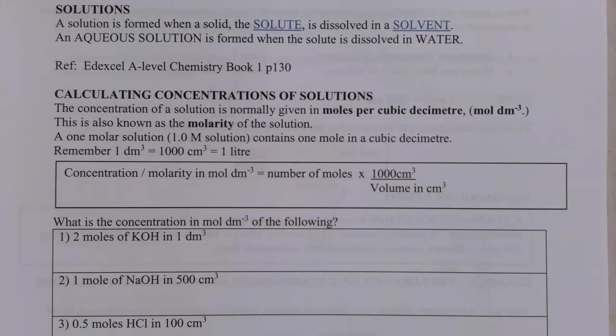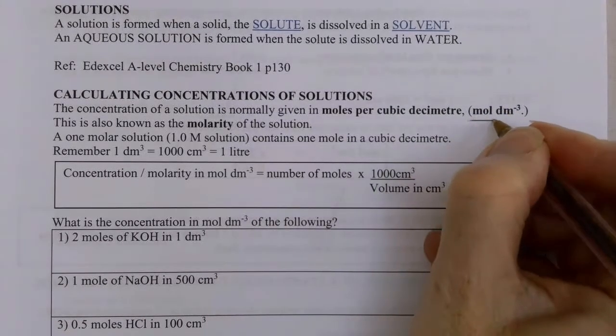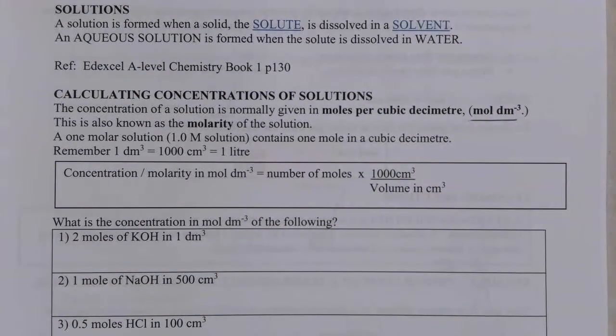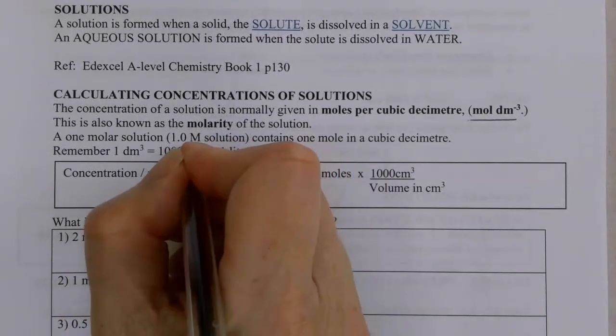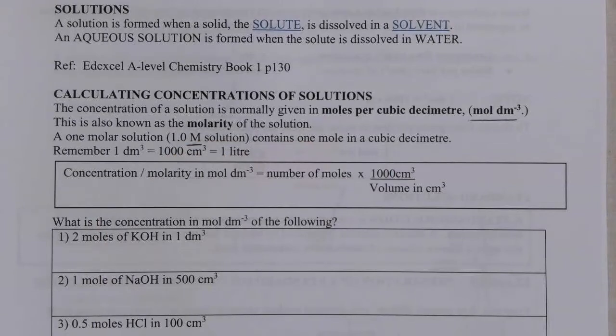Now, the concentration is normally given in moles per decimeter cubed. That's these units, so moles divided by decimeters cubed. This will sometimes be known as the molarity of the solution, so you need to look out for that word. Sometimes you'll see it written as big M to stand for molarity. So a 1 molar solution can be written as 1.0 M, and that contains 1 mole in 1 decimeter cubed.